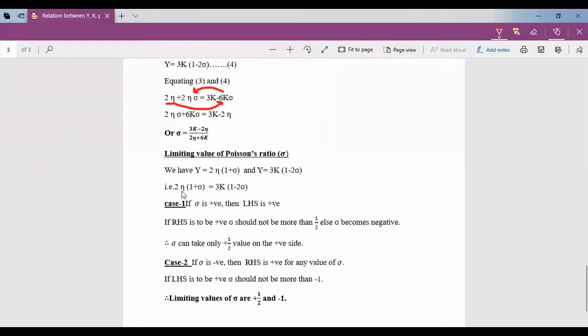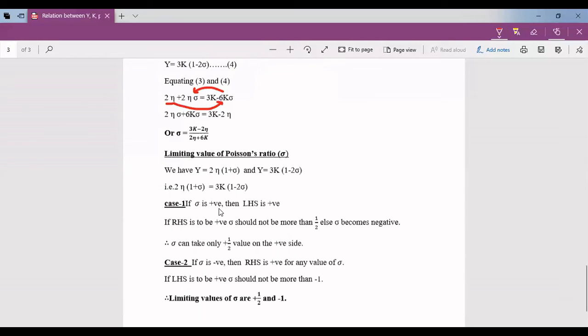That is 2 into eta into 1 plus sigma, that is equal to 3k into 1 minus 2 sigma, as you are comparing these two equations. Now, as you compare these two equations, we are concentrating only on the Poisson's ratio. Let us take two different cases, LHS and the RHS. One case is sigma is positive, another case is sigma is negative.